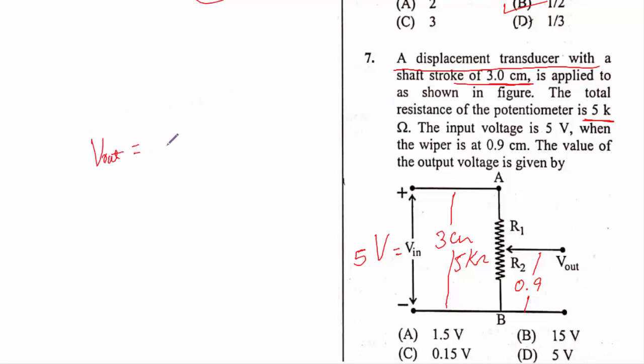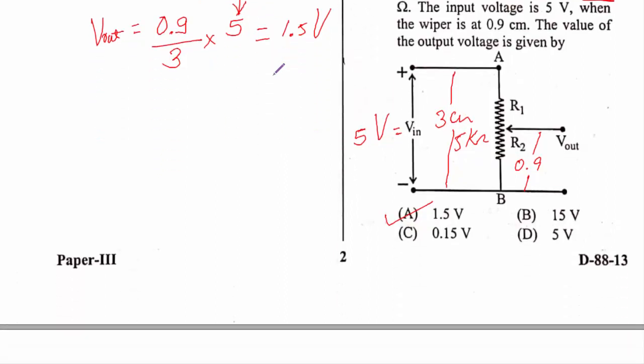V out is given by the distance it has covered, 0.3 volt, divided by the total length, which is 3, multiplied by the input voltage they have applied. It is 5 volts. So what you will get is 1.5 volts, so option A is going to follow. If they were asking for the equivalent resistance, then instead of writing 5 over here, you would have written 5 kilo ohms. Able to follow?